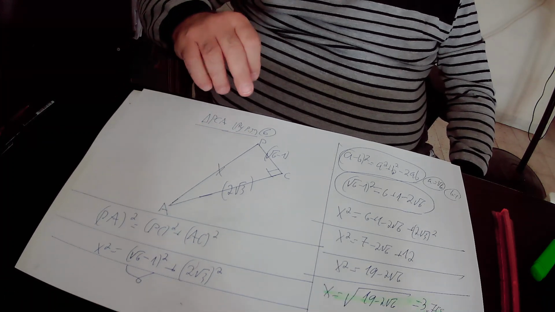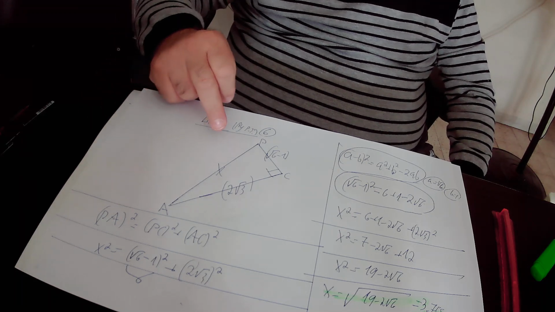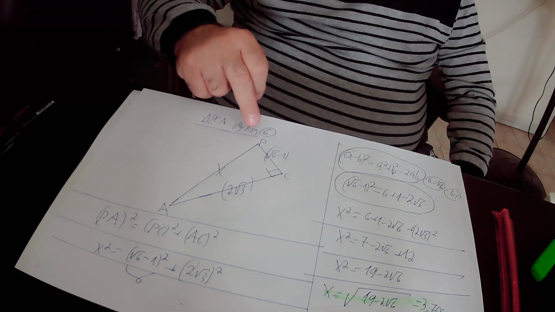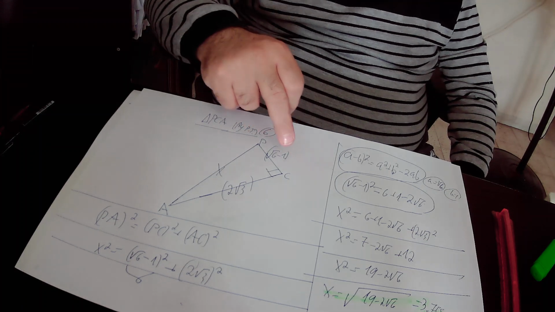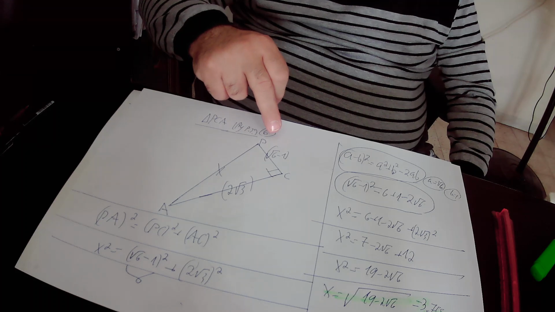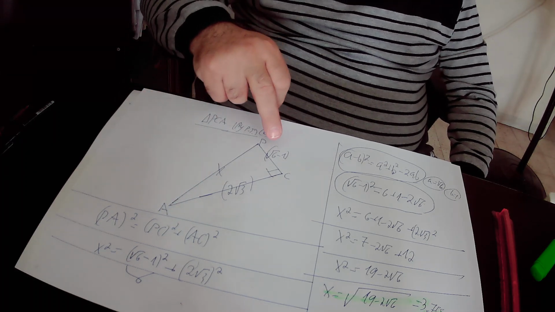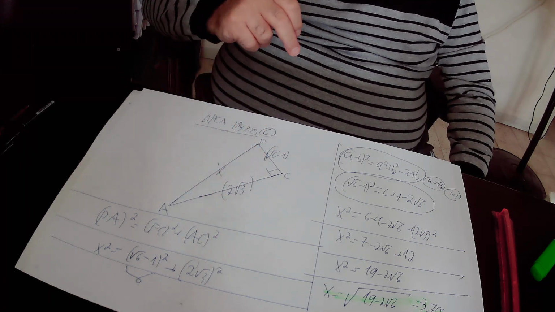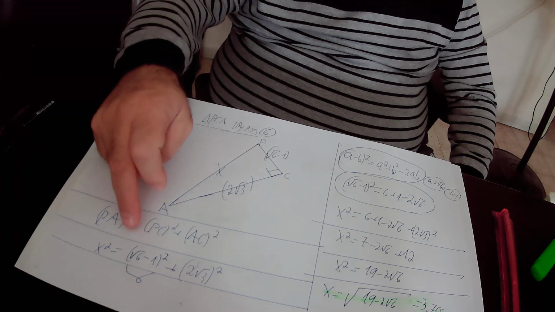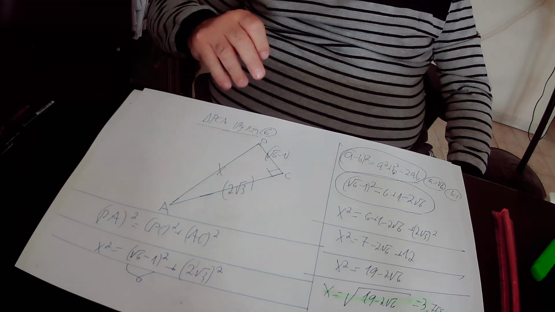So PA equals x, therefore PA squared is x squared, and it must be equal to the sum of the squares of the perpendiculars. That is to say, it must be equal to PC squared. PC is equal to square root of 6 minus 1, therefore PC squared is square root of 6 minus 1 squared, plus AC squared. AC is 2 times root of 3, therefore AC squared is 2 times root of 3 squared. Okay, in conclusion, we found out that x squared equals the square root of 6 minus 1 squared plus 2 times root of 3 squared.